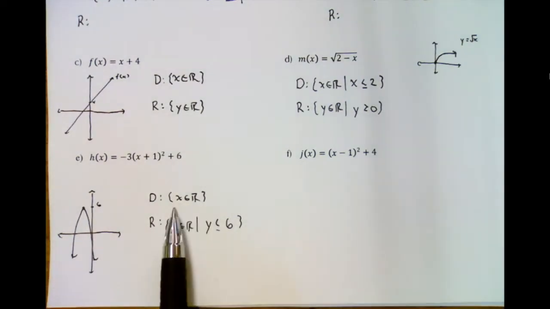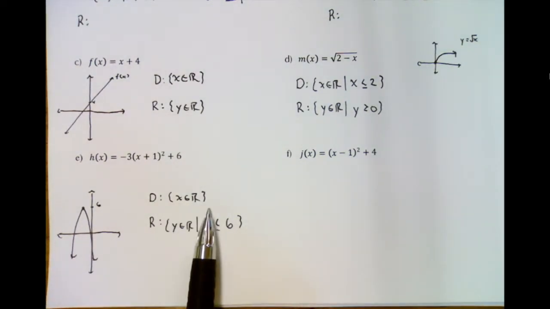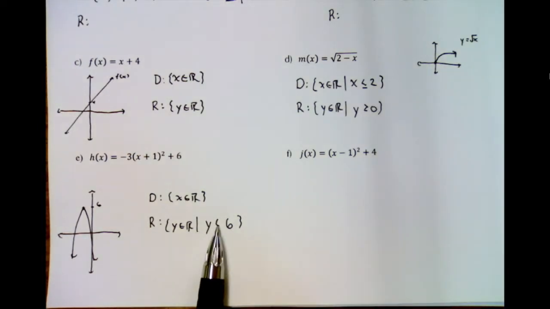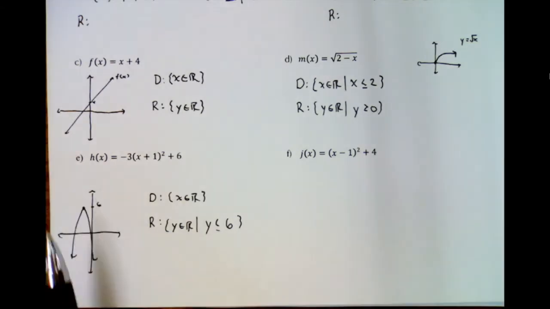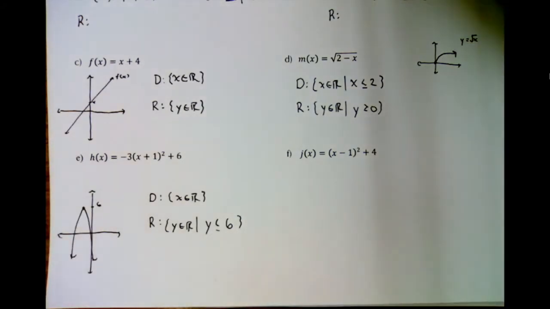And the domain was x belongs to real. No restrictions on x. We're going to reconsider that when we do this graph. And the range was less than the vertex. So we need to find the vertex, because either it's going to be less than the vertex because it opens down, or it's going to be greater than the vertex because it opens up. So we need to go and consider where the vertex is.